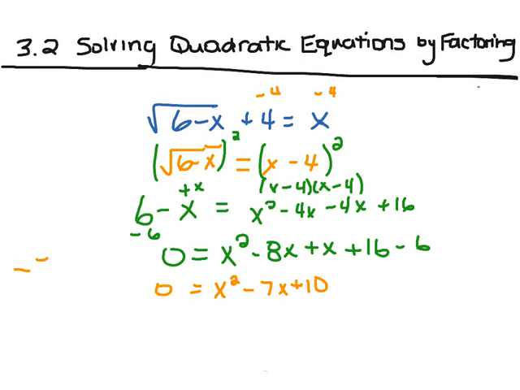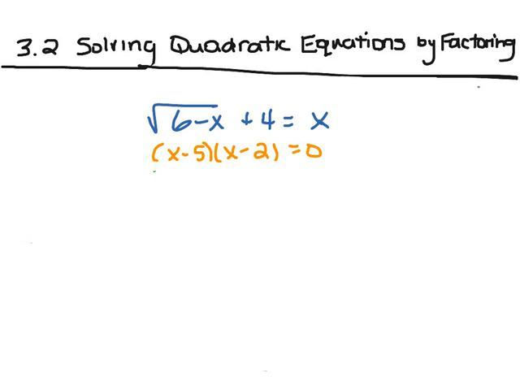So we need two numbers that add up to be negative 7 and multiply out to get 10. Our numbers are negative 5 and negative 2, both of them negative. So you have x minus 5 and x minus 2. Now, when you have a radical, you absolutely every time have to check your answers. So we have x minus 5 equals 0 and x minus 2 equals 0, so x equals 5 or x equals 2. Every single time you have a radical, you absolutely have to check your work.